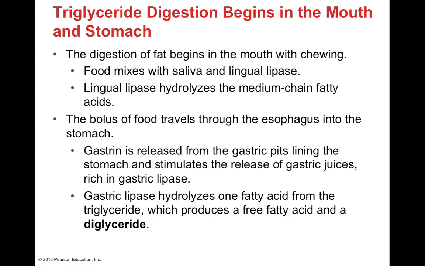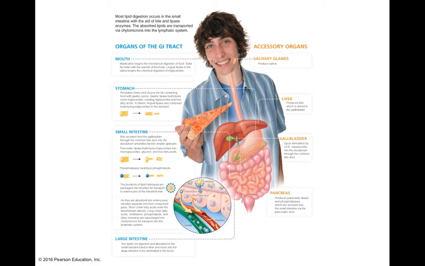In the stomach, we do have a lipase. It's a gastric lipase. Gastric lipase is going to come from the gastric juices, which are released from gastric pits. So this is going to actually break down 1 fatty acid off of a triglyceride. So if you picture the triglyceride was a glycerol head with 3 fatty acid tails, now it's going to be 1 free fatty acid and then a diglyceride, right? The glycerol head with 2 fatty acid tails. So we're basically breaking down triglycerides into diglycerides in the stomach.